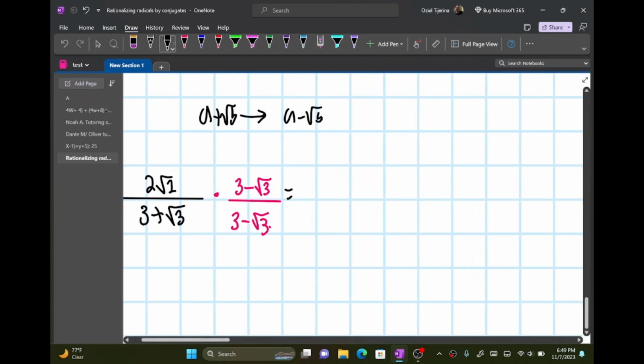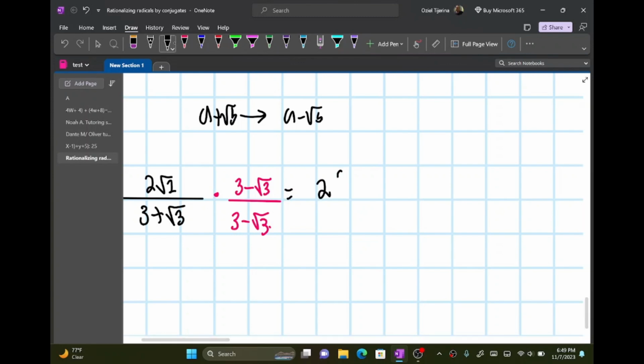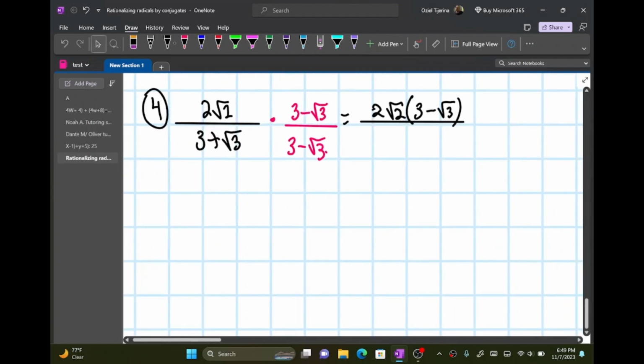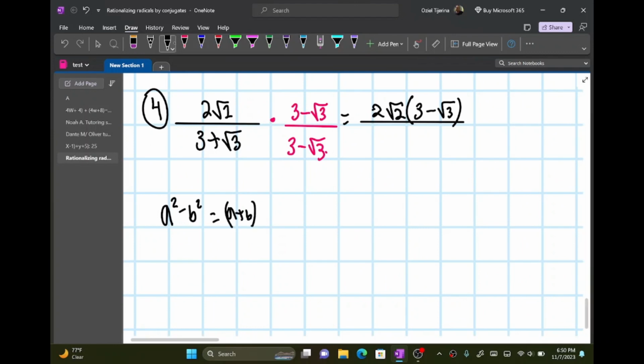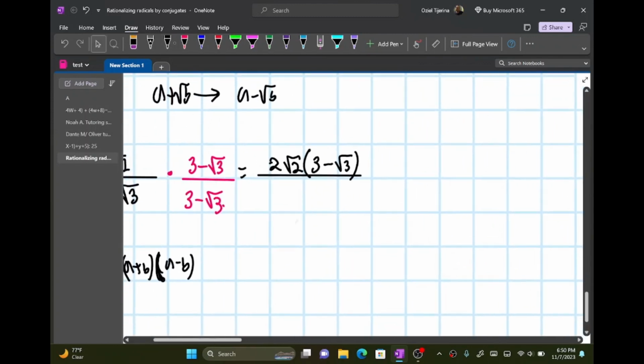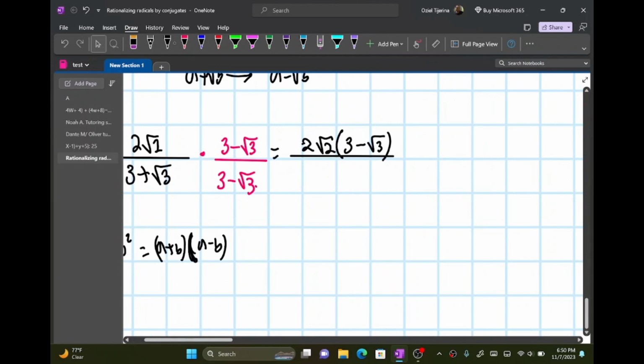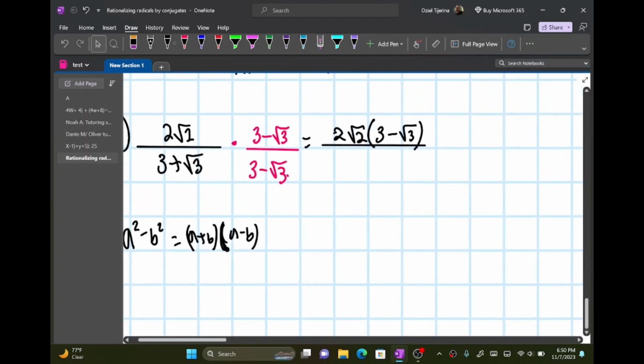Now, here we're going to do 2 square root 2 times the quantity 3 minus square root of 3. And again, at the very bottom, like I said, you can do the sum and difference pattern: a squared minus b squared equals a plus b times a minus b. Okay, guys, it really depends. So here we're going to do either that or the FOIL method.